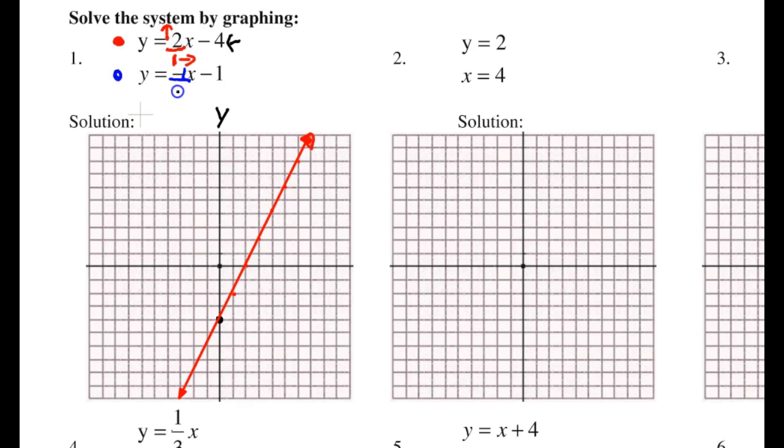Remember, negative x is the same as -1 over 1. Start at -1 this time. And you're going to go down 1 and right 1. So down 1, right 1. There's the intersection. We'll just do it a few more times. Go across the entire graph. And then using a straight edge, you go from one end to another.